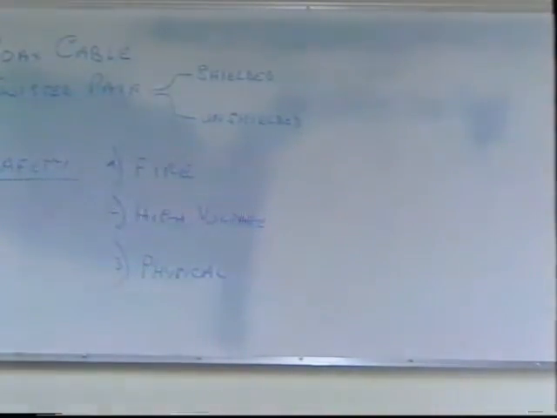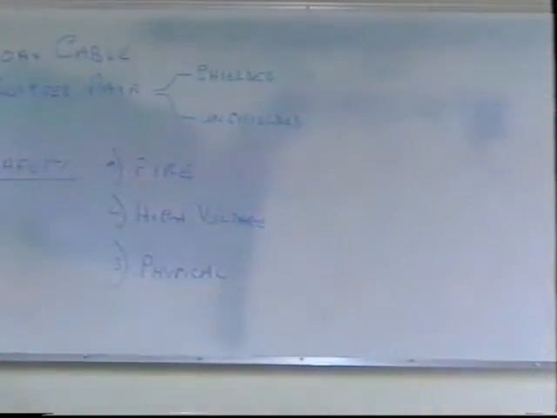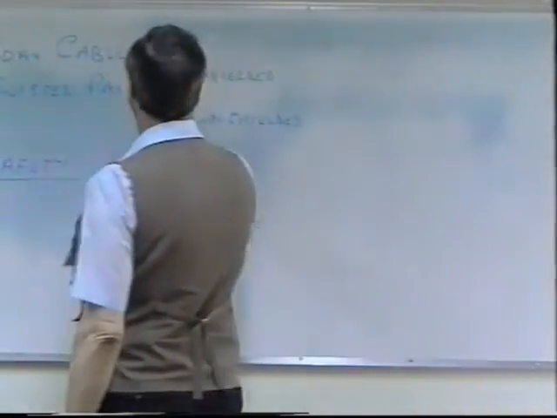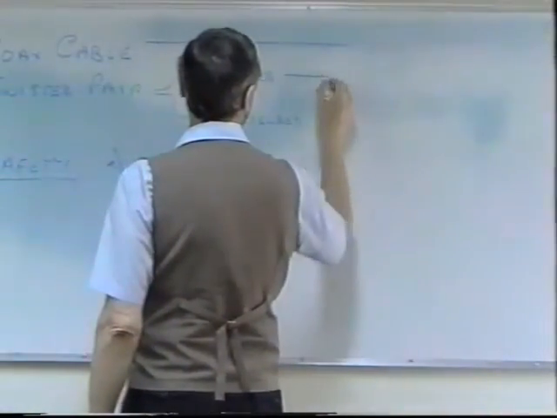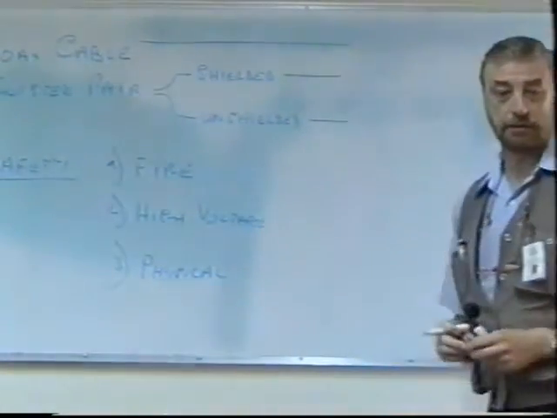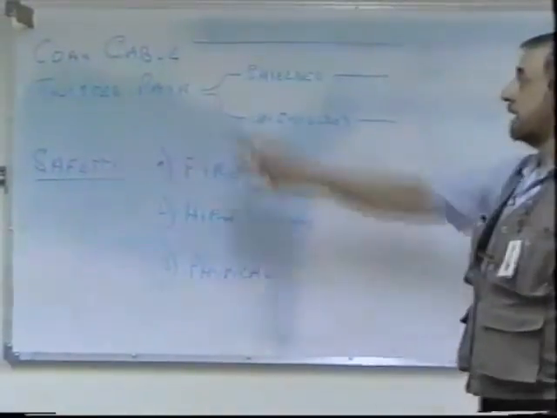We're not going to go too deeply into this because that's a different course, but you should have an idea about these three types of cables that I've mentioned on the board here: coax and twisted pair, both shielded and unshielded. All right. First of all, you all know what coax cable is.